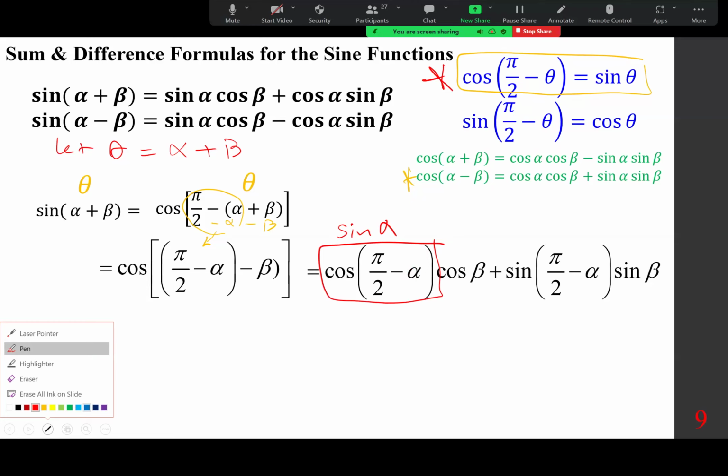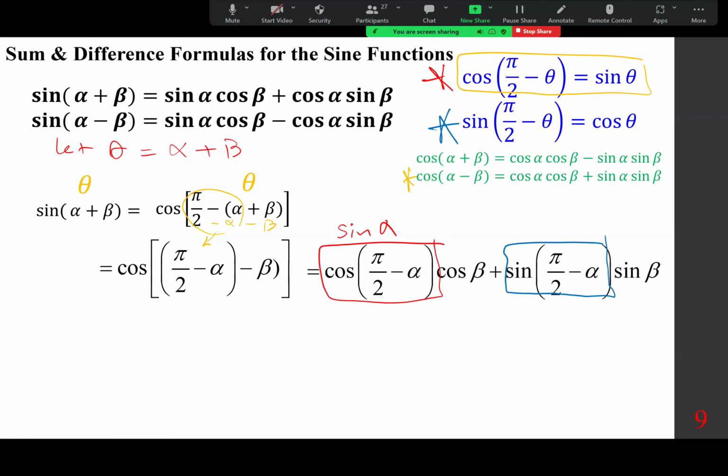I need a different color. Let's see. And this one makes this one cosine. Sine alpha cosine beta plus cosine alpha sine beta. Believe it or not, we proved sine of alpha plus beta is sine alpha cosine beta plus cosine alpha sine beta. That's all.